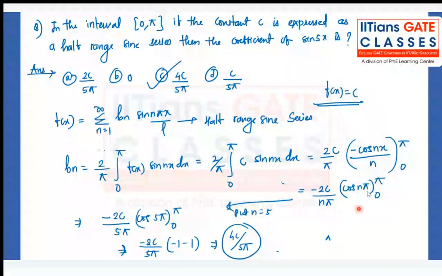Okay. Now this is your bn. What they are asking you is the coefficient of sine of 5x, which means it will be b5. When you put n equal to 5 in this case, you will get the solution. So minus 2c by 5 pi, n equal to 5 we are putting, cos of 5x, putting the limit 0 to pi. So it will be minus 2c by 5 pi. Cos of 5 pi is minus 1, cos 0 is 1. So minus 1 minus 1 will become minus 2. Minus 2 into minus 2 is plus 4. So 4c by 5 pi is the final answer in this case. I hope you are following it.